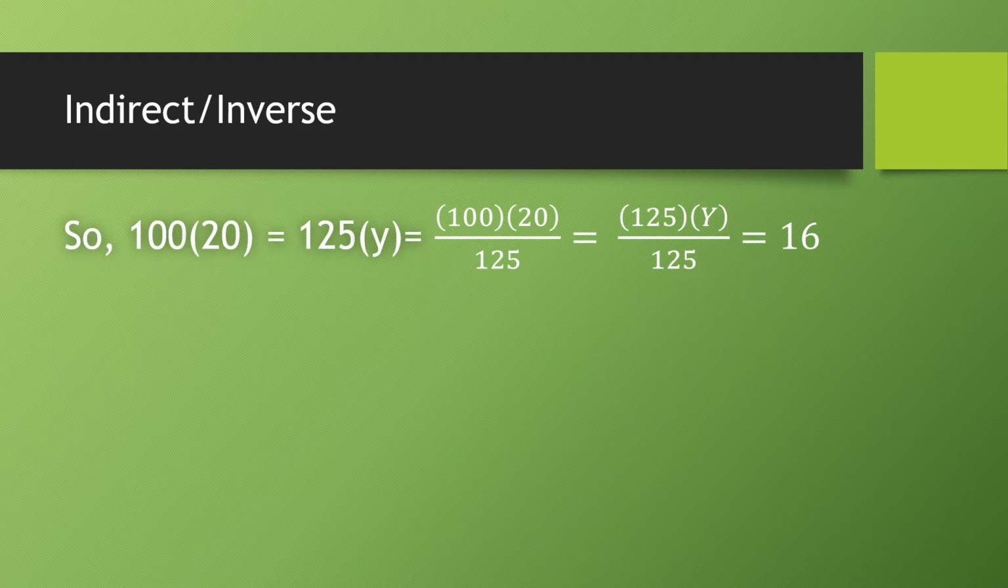So kung mapapansin ninyo, from 100 PUIs, it increases to 125. And from 20 days, it decreases to 16 days only. So kung mapapansin natin, as PUI increases, number of days for food provision decreases. Kaya siya tinawag na indirect proportion.